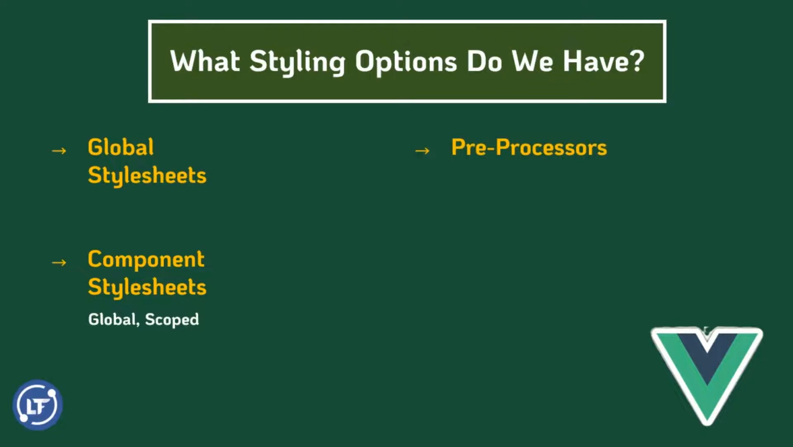The third option we have is preprocessors. You can make use of preprocessors such as SASS. There are two ways you can do that. You can manually use a preprocessor file somewhere, which is going to compile into CSS at build time. Or you could use the style options inside of your style tag in your components. You tell Vue that you're not just using CSS here, you want to use maybe SCSS or other.